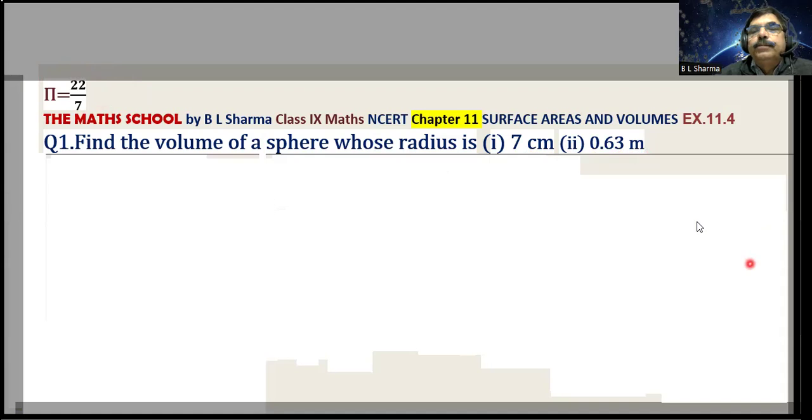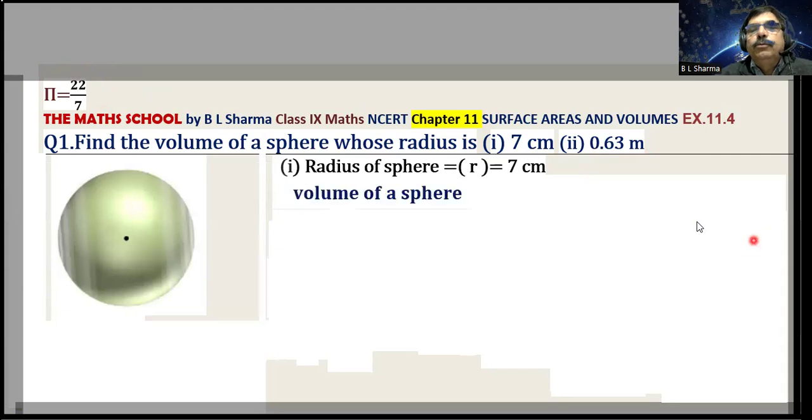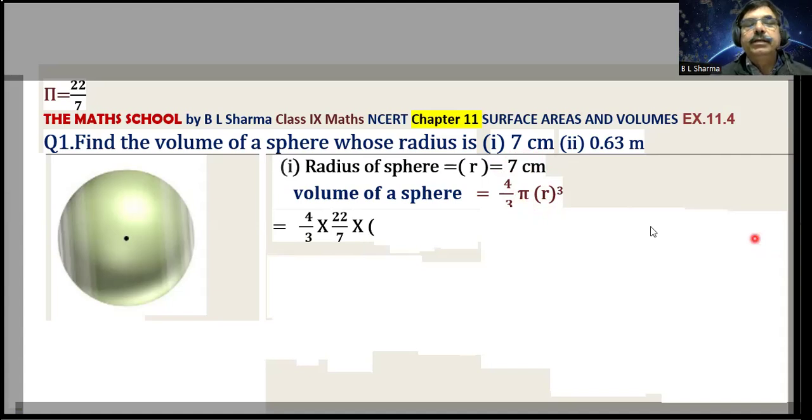So for this, we know that this is the sphere with radius 7 centimeter. So radius of the sphere is given 7 centimeter. The volume of a sphere is given by 4 upon 3 pi r cube, means 4 upon 3 pi into radius power 3. In place of radius, we can put 7 centimeter. In place of pi, 22 by 7, 4 by 3 as it is. So 4 by 3 into 22 by 7 into, because radius is 7 centimeter, 7 into 7 into 7.